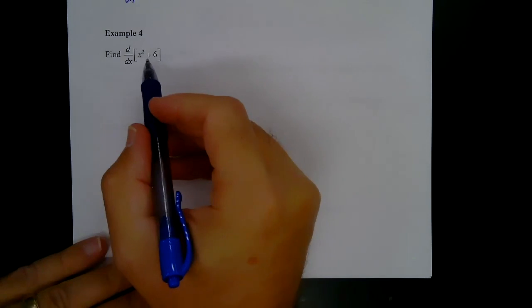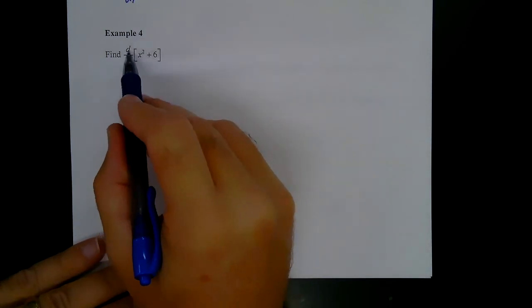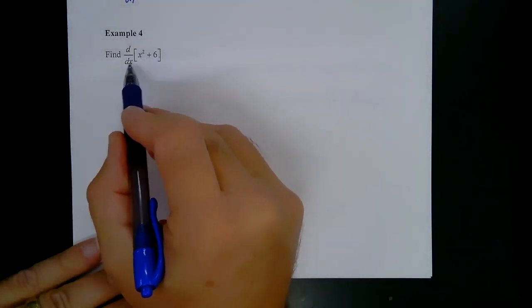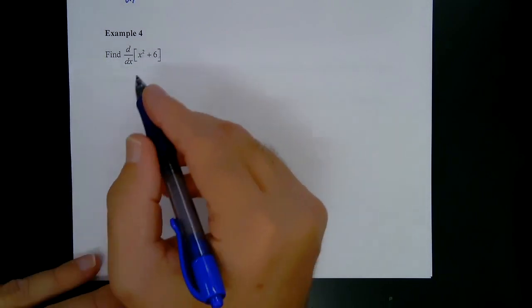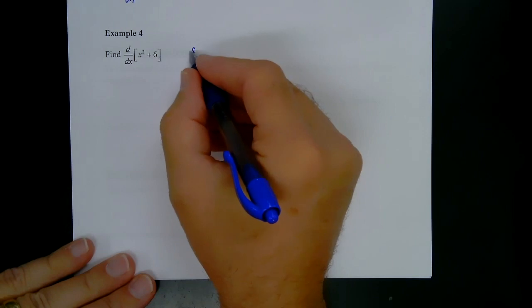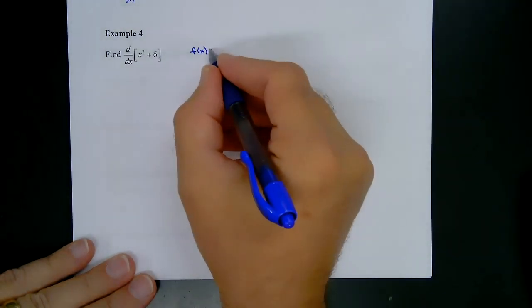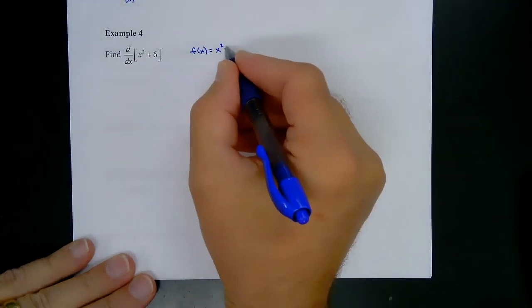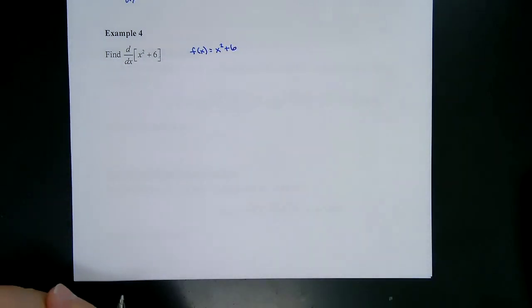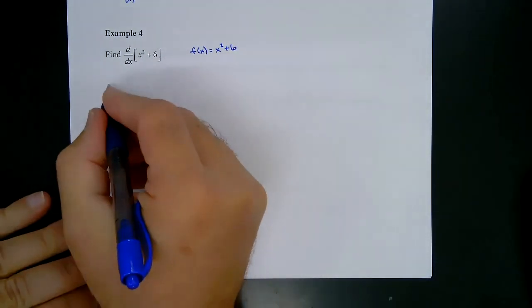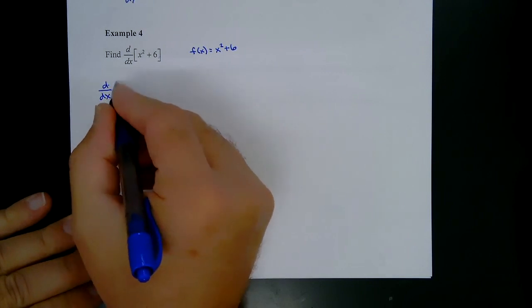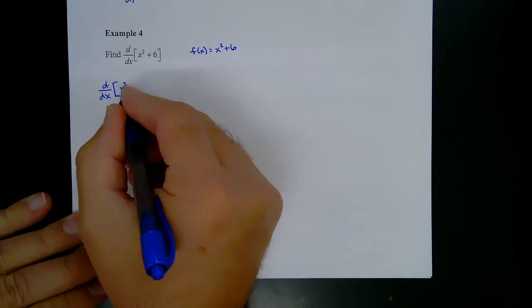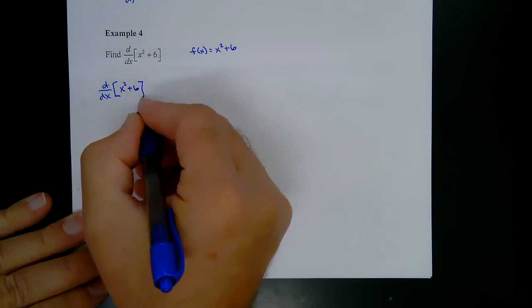So right now, this notation right here says take the derivative of this function with respect to x. That's what I want you to get out of this. Okay, so we're going to let f of x equal x squared plus 6. All right, so now what does this equal? So d dx of x squared plus 6.